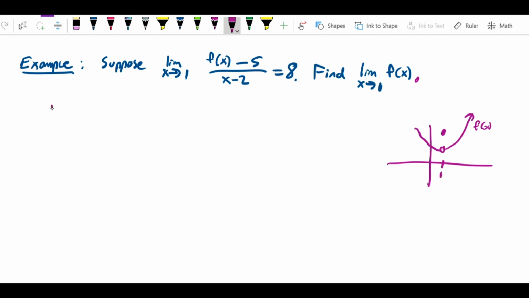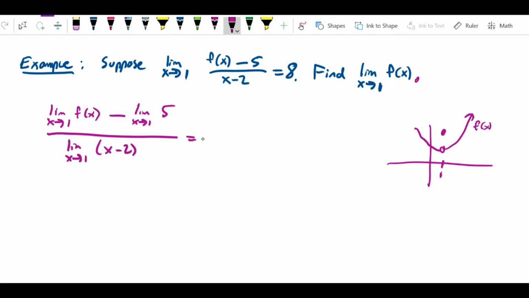So let's write the limit. We have the equation here. I'm going to break it down. I'm going to say the limit as x approaches 1 of f of x minus the limit as x approaches 1 of 5 over the limit as x approaches 1 of x minus 2, or sorry, yes, is equal to 8. Okay, well, there are certain limits here that we can evaluate, because we can evaluate this limit here.